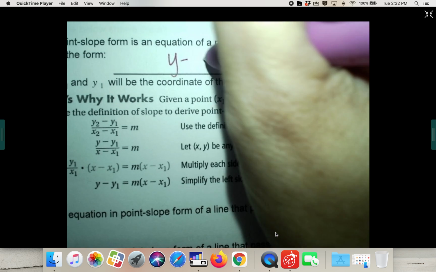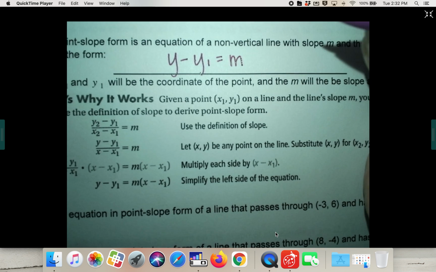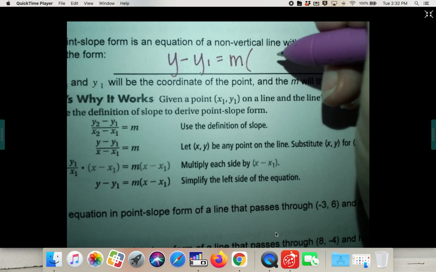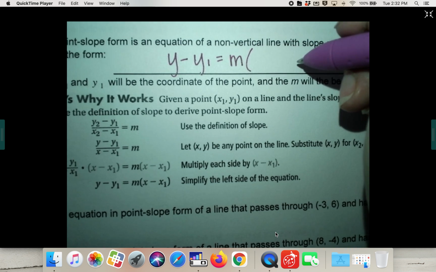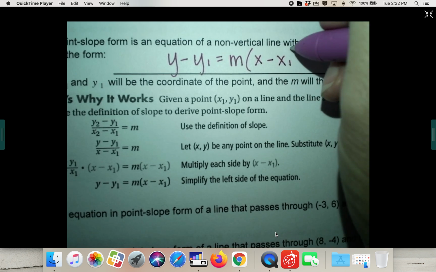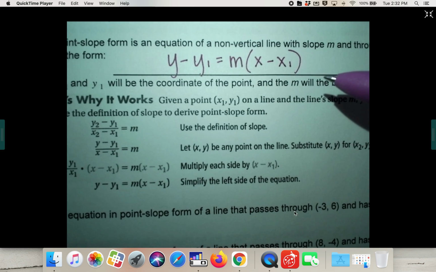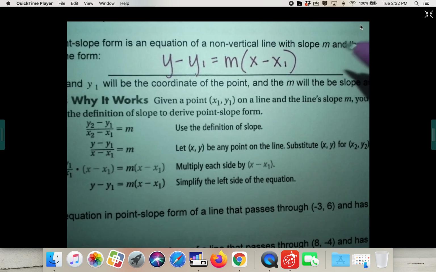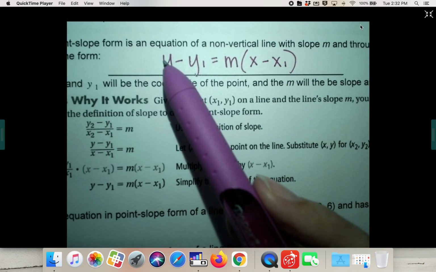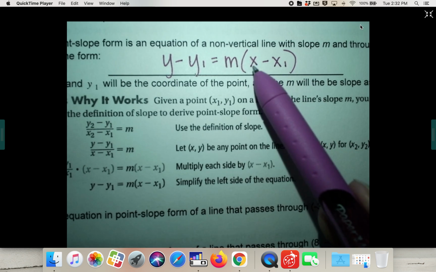y minus your y1 equals m, which is the slope, times the quantity, which just means parentheses, we're going to add or subtract something in here, x minus the x1. Okay, so I know that sounds crazy and that's big, and I'm going to write it on my board so you don't have to memorize it right now, but here's what I want you to know. This original y is going to stay y in your formulas. This first x is going to stay x.